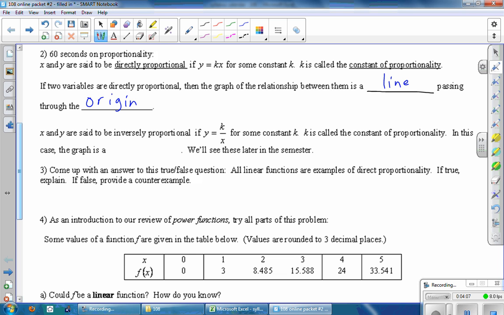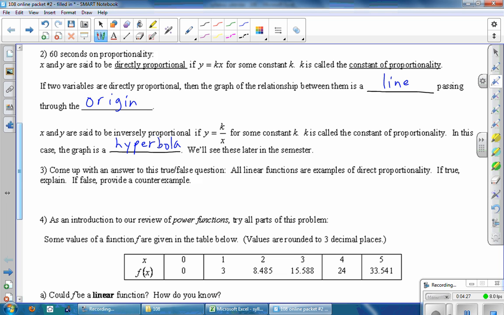Okay, this word is probably not as familiar to many of you. It's okay if you don't know this word. But the graph in this case is called a hyperbola, related to the parabola that we talked about up above. We'll see parabolas and hyperbolas in more detail late in the semester.